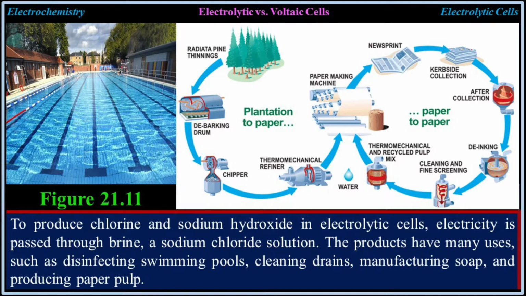Figure 21.11, to produce chlorine and sodium hydroxide in electrolytic cells, electricity is passed through brine, a sodium chloride solution. The products have many uses, such as disinfecting swimming pools, cleaning drains, manufacturing soap, and producing paper pulp.